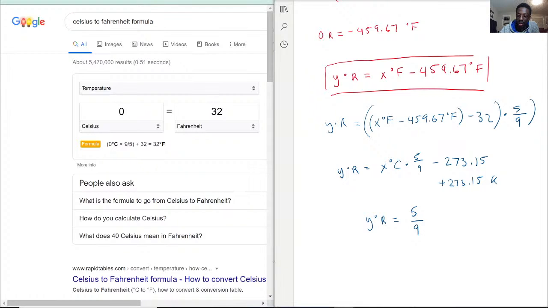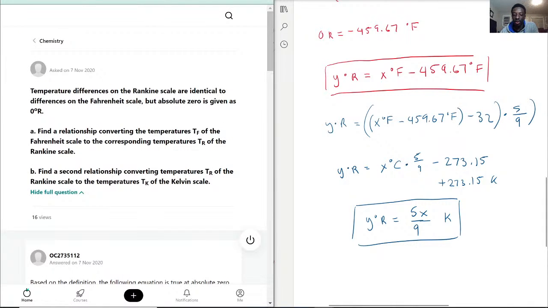So the change in Rankine is going to be equal to 5/9 x Kelvin. This would be the relationship, well, 5x/9, just to make it a little bit different. That way you can separate those. And that would be the relationship between the Rankine and Kelvin. Okay, so with that being said, let's see how we did.